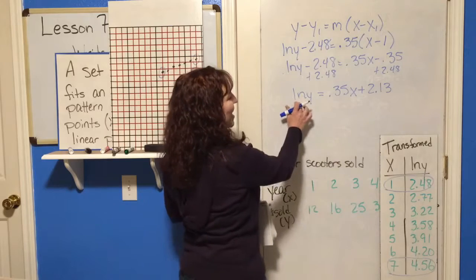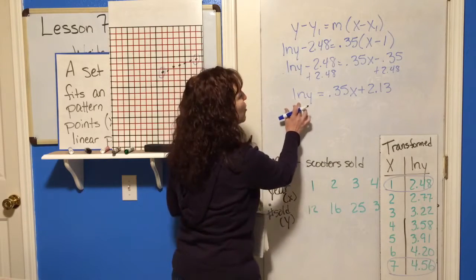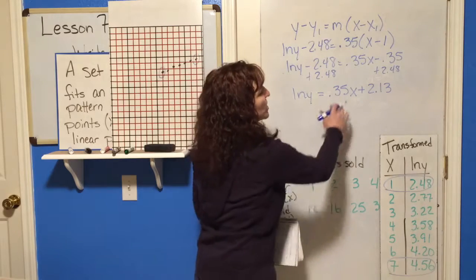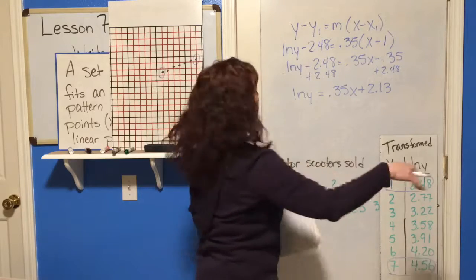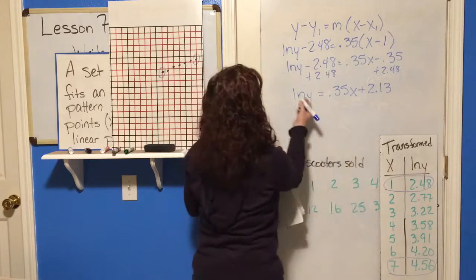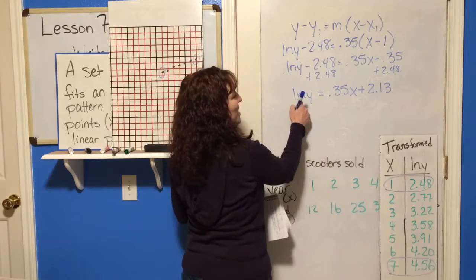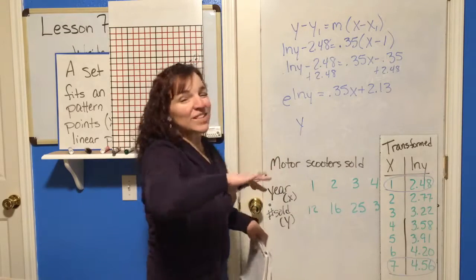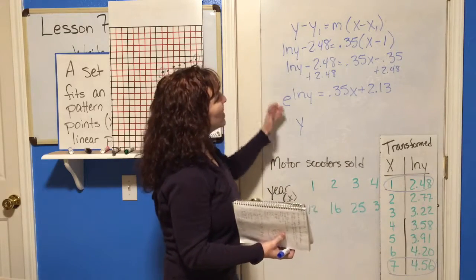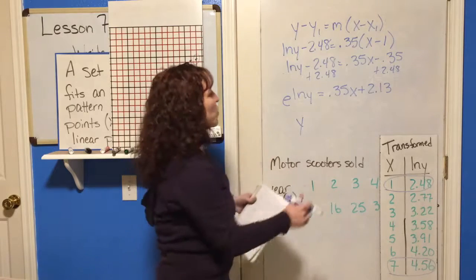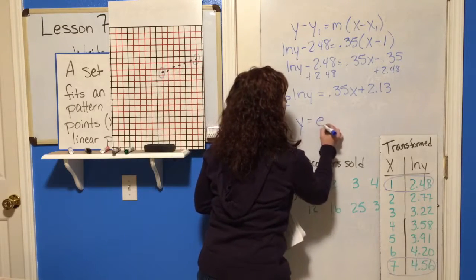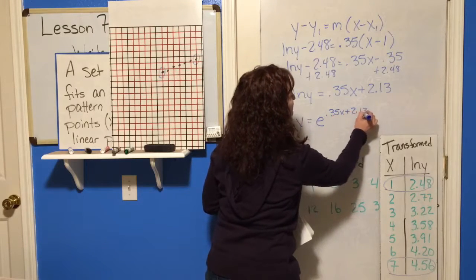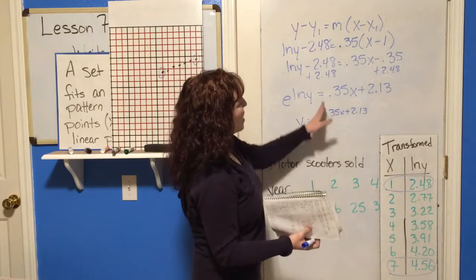So now what I have is I've got the natural log all by itself. And remember, if you've got a natural log, you can exponentiate that to get rid of that log, which is going to make this a little bit of a mess, but it's okay, we can handle this. So we're going to exponentiate using the base of this natural log. So now we have just y. And remember, that's the whole point. When we're finding the equation here, we want to know what y equals. So y equals e to the 0.35x plus 2.13. So this is e raised to all of this.